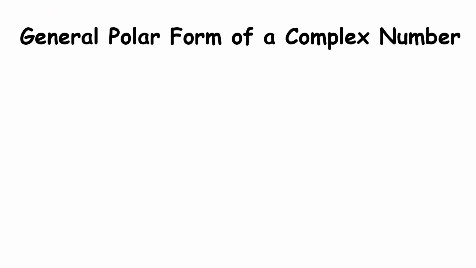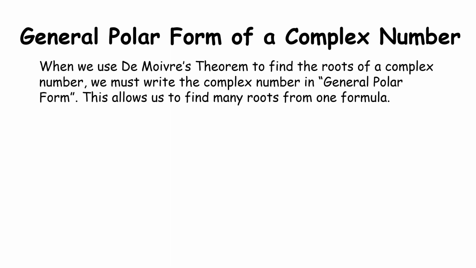So the next thing we're going to look at is the general polar form of a complex number. We've seen the polar form of a complex number, and now we're going to generalize it. This is very much linked to the general solution that you would have done in trigonometry, so we're going to use the same method. When we're using de Moivre's theorem to find the roots of a complex number, we're going to use this general polar form. What this allows us to do is find more than just the single answer.